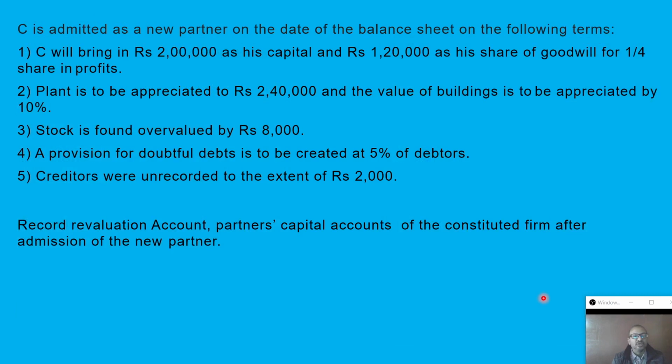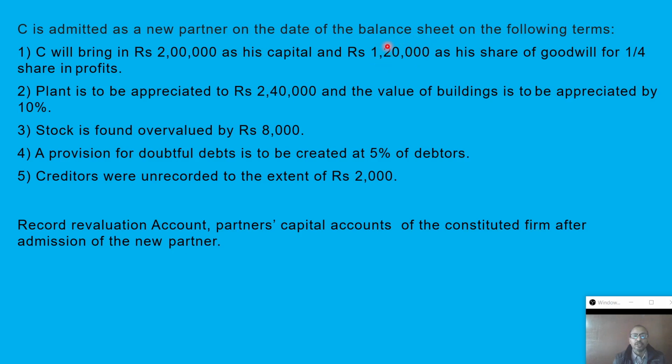Additional information: there is a new partner, Mr. C, admitted on the date of the balance sheet, and the other terms and conditions are as below. First term and condition: C will bring rupees 2 lakh as his capital. Without this amount of contribution, no admission is possible. No person can enter an old business. So first thing is the capital contribution. Mr. C is allowed to take admission with the consent of A and B after contribution of 2 lakh. At the same time, his share of goodwill is also there.